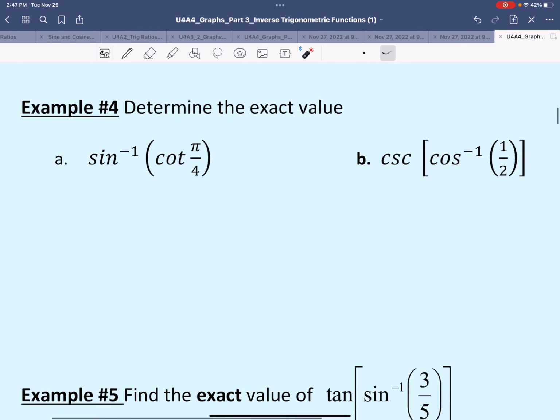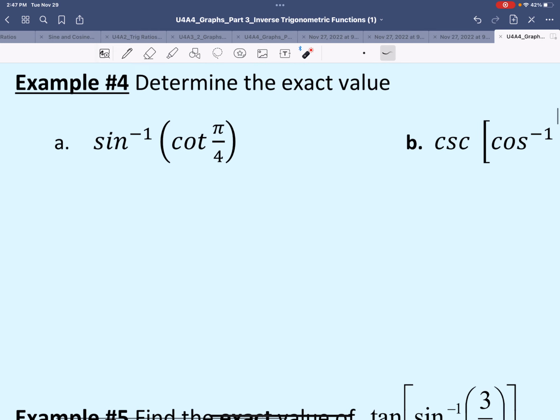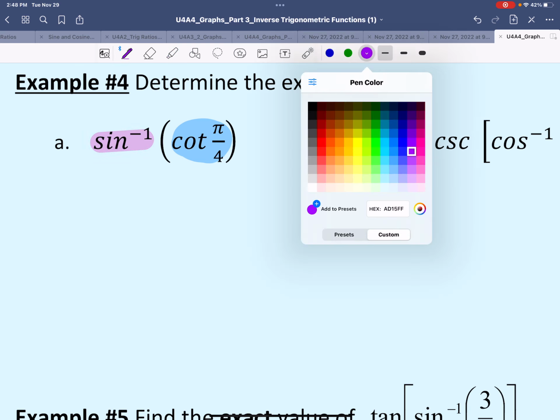So we're going to move on to example number 4. In this example, we have more than one ratio involved. So we have to find the inverse sine of cot of pi over 4. The way we like to see this is, first, identify what's inside the brackets. This is what we call the inside function, and then what's outside it. So we're going to work with the inside first.